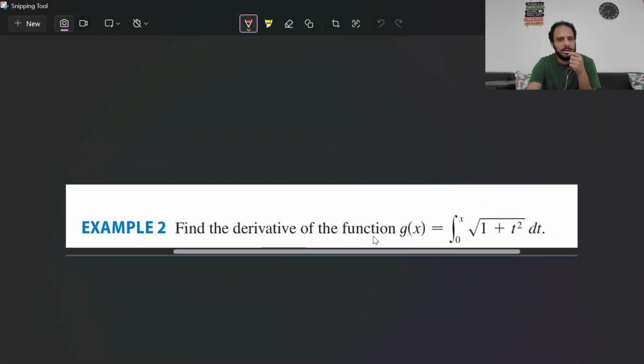So find the derivative of the function g of x equals the integral from 0 to x of the square root of 1 plus t squared dt. Okay? How to find the derivative? You need to participate, okay? Do you know what's the derivative of this? g prime of x equals what?